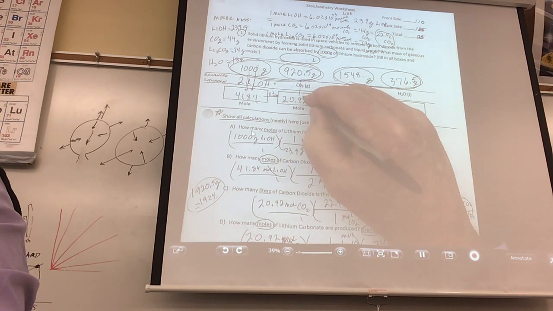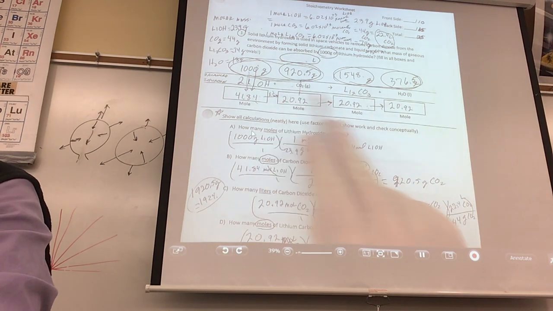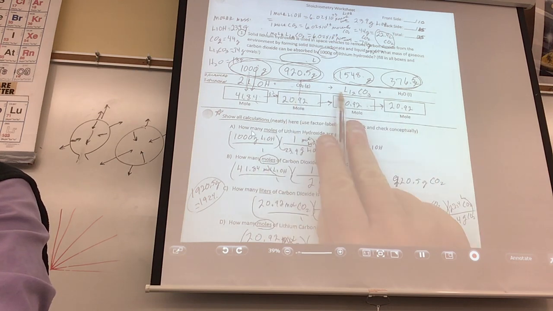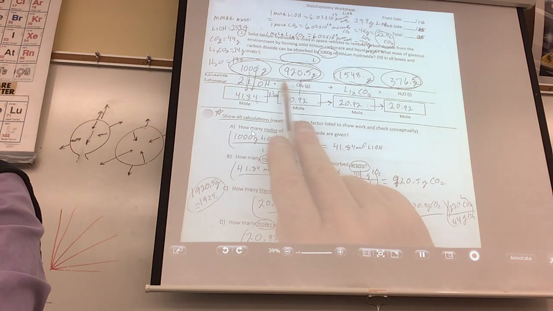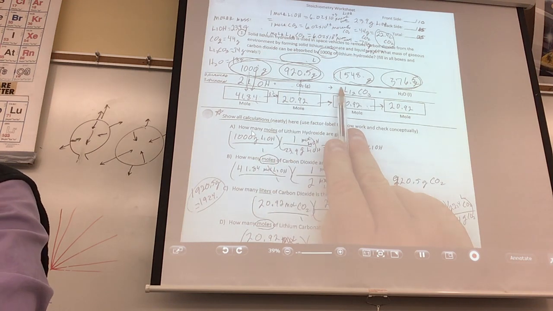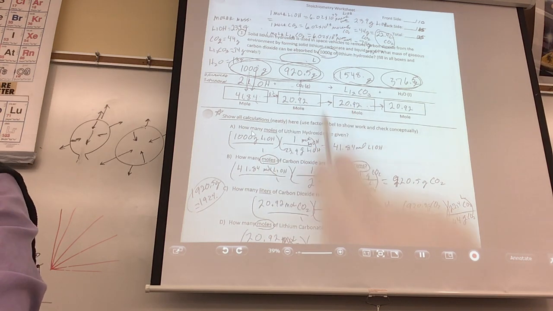Watch now. Here's the neat part. Look at the coefficients. 1, 1, 1, 5, 5, 5, 20.92, 20.92. Matchy, matchy, matchy. That's fast. The ratio, for every one of these, you have to have one of these. For every 20.92, you got, see, it's got a match, don't they? And now going up is easy.